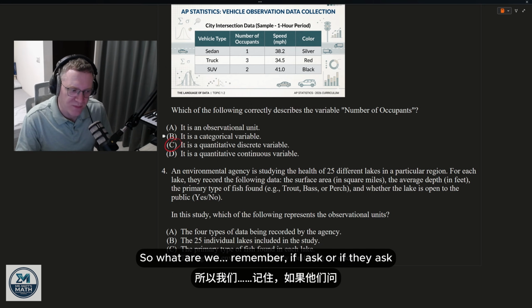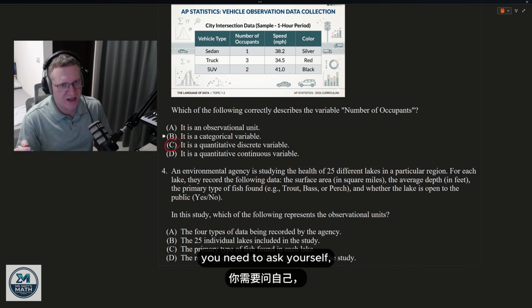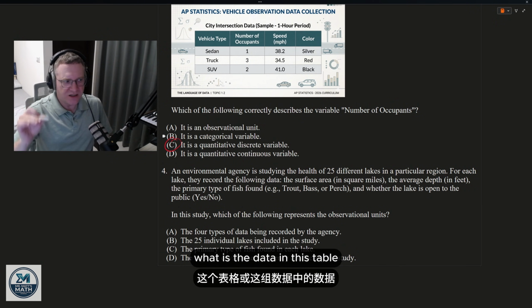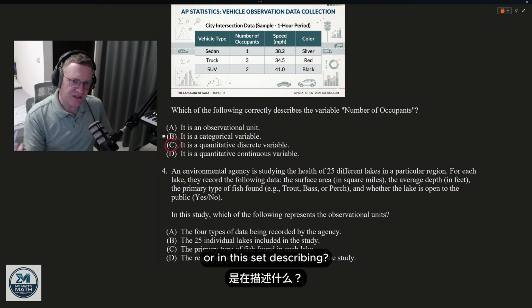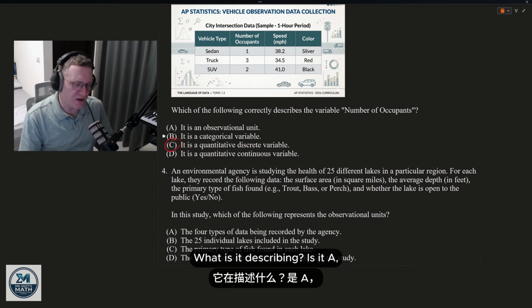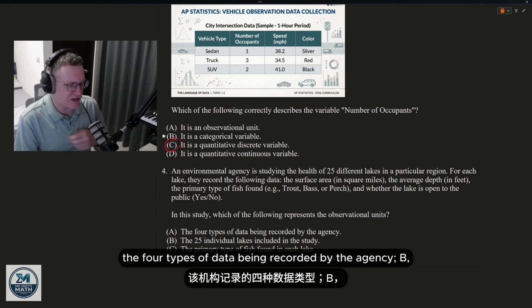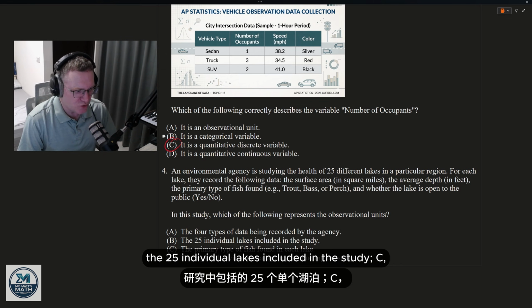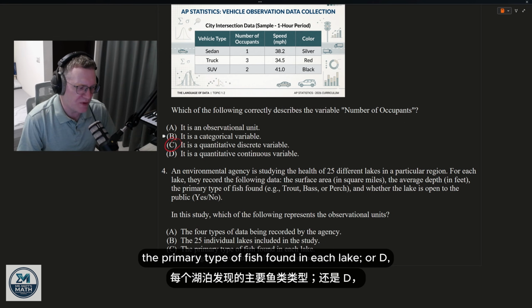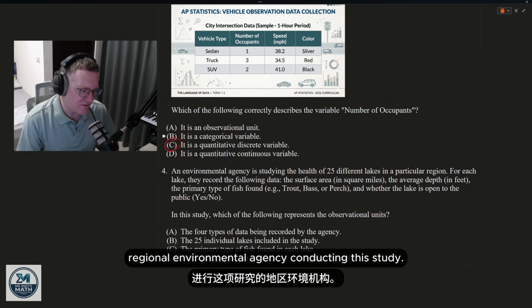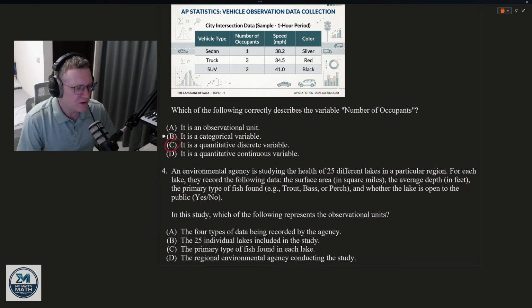Okay, so remember, if they ask, what are the observational units? You need to ask yourself, what is the data in this table or in this set describing? What is it describing? Is it A, the 4 types of data being recorded by the agency? B, the 25 individual lakes included in the study? C, the primary type of fish found in each lake? Or D, the regional environmental agency conducting this study? All right, so think about it for a moment.